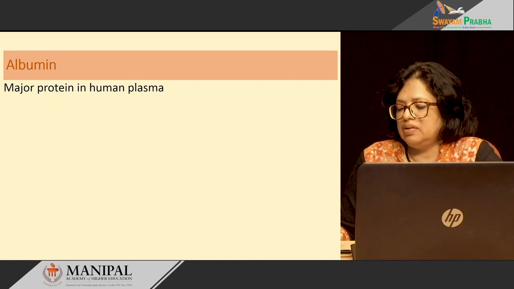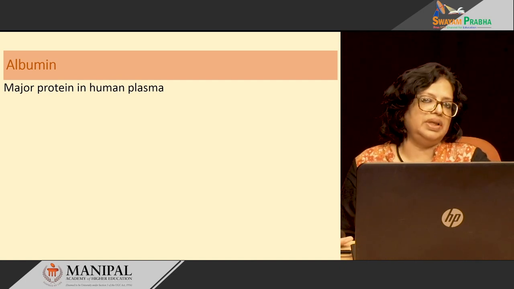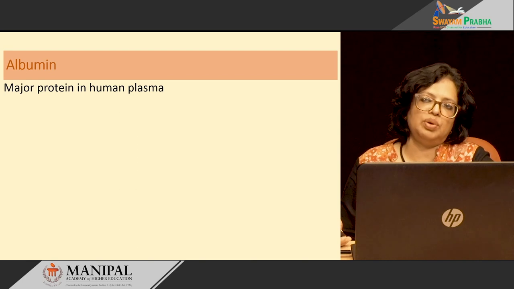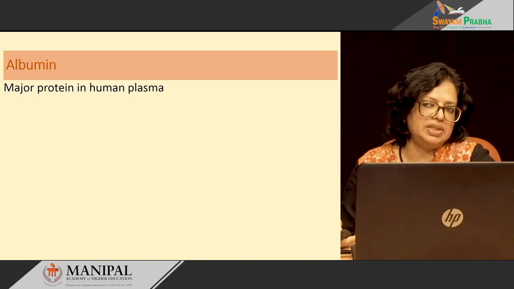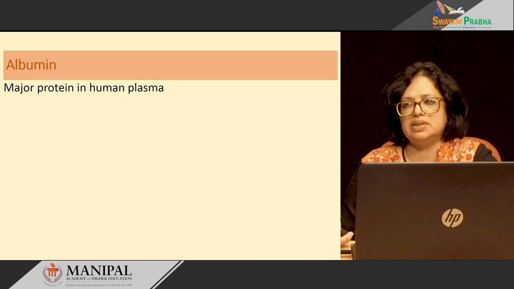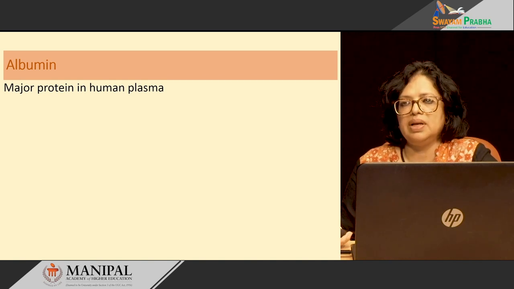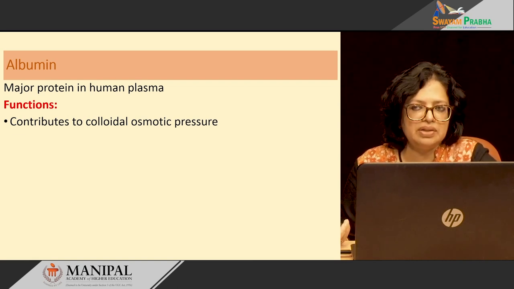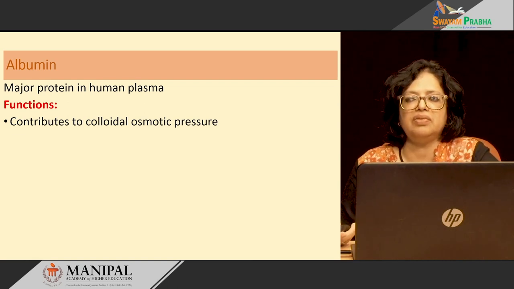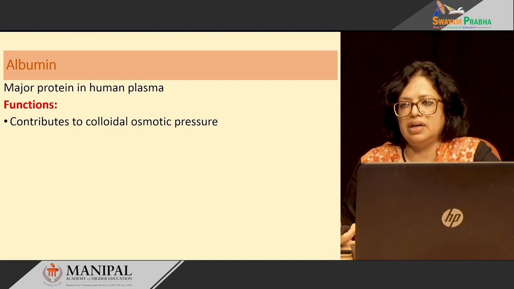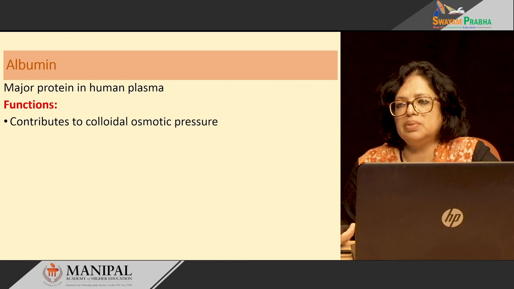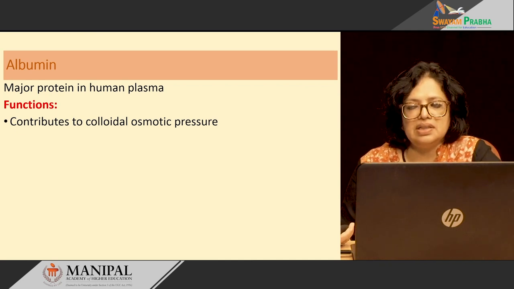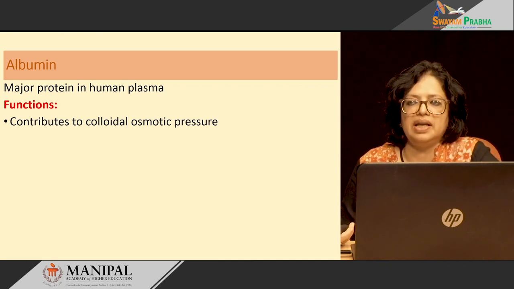Now, one by one we will look at some of the proteins. Albumin is the major protein in human plasma. Like I mentioned, it contributes to about 50% of the plasma protein in blood. It has many functions. It contributes to colloidal osmotic pressure, which is the pressure which keeps the liquid in the blood vessels. When colloidal osmotic pressure goes down, the fluid part of the blood leaks into the interstitial space and you get a condition called edema.